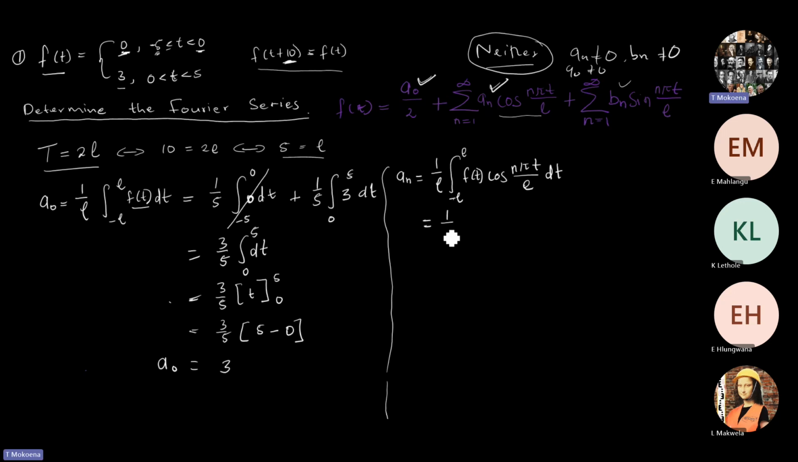So now here we're going to have 1/5, and then we have the integral of, because we are substituting 3 as our function. The lower bound is going to be 0, and the upper bound is going to be +5, right? This is f at t multiplied by cos n pi t. Remember our L is actually equal to 5 dt. And therefore 3, I take my 3 right outside the integral, 0 there, I have 5.